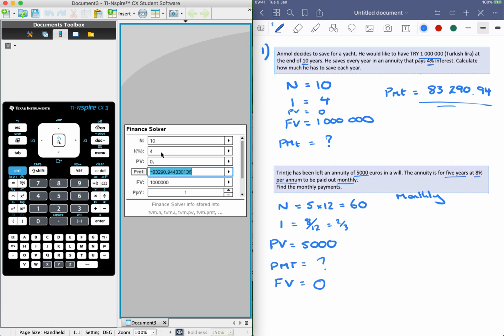So if I put all of this into my TI-nspire now, 60, 2/3, 5,000, this one I don't know, and the future value I want to be as 0. The payment is now what I'm calculating. So how is that payment split equally over the duration of this? It's going to be 101.38. So our answer, monthly payments that Trinity is going to get is 101, it's euros this one, 101.38.